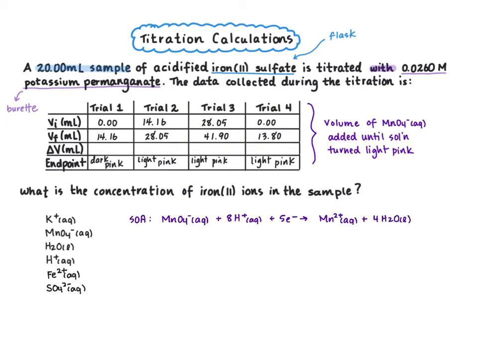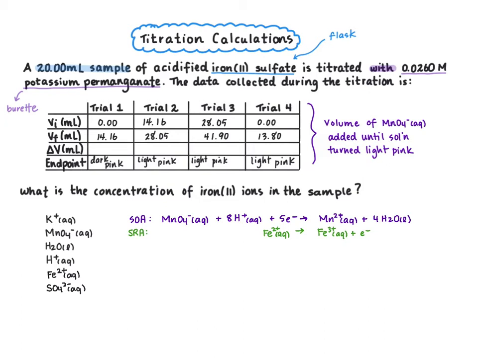So that is our strongest oxidizing agent. Our strongest reducing agent is iron 2 plus. And iron 2 plus is going to be oxidized to iron 3 plus by losing an electron. So in order to carry out any of our calculations, we need our balanced reaction.